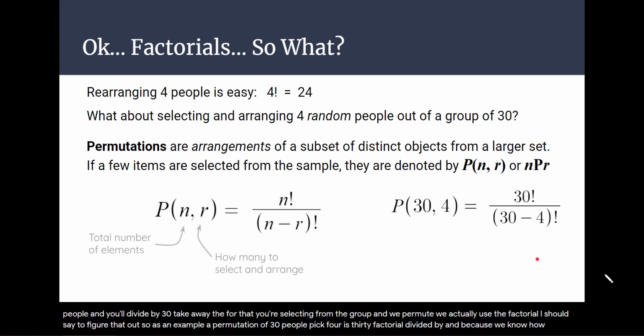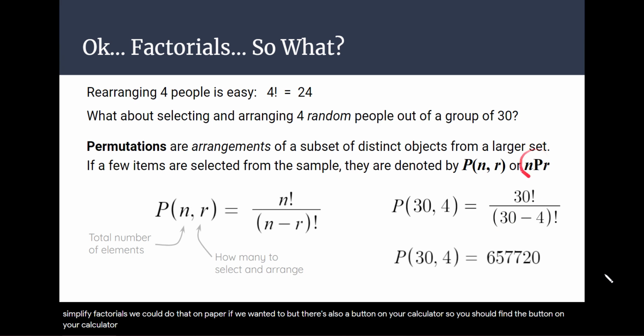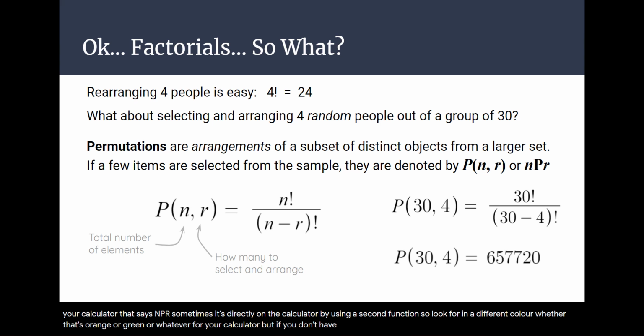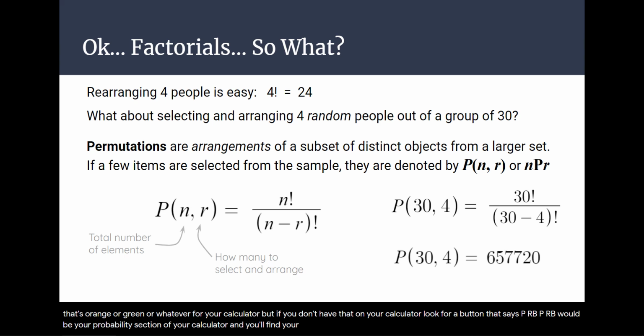And because we know how to simplify factorials, we could do that on paper if we wanted to, but there's also a button on your calculator. So you should find the button on your calculator that says nPr. Sometimes it's directly on the calculator by using a second function, so look for it in a different color, whether that's orange or green or whatever for your calculator. But if you don't have that on your calculator, look for a button that says PRB. PRB would be your probability section of your calculator, and you'll find your factorial button under there. I forgot to mention that. There should be a button on your calculator for factorials to do it for you. And there's the nPr button as well.